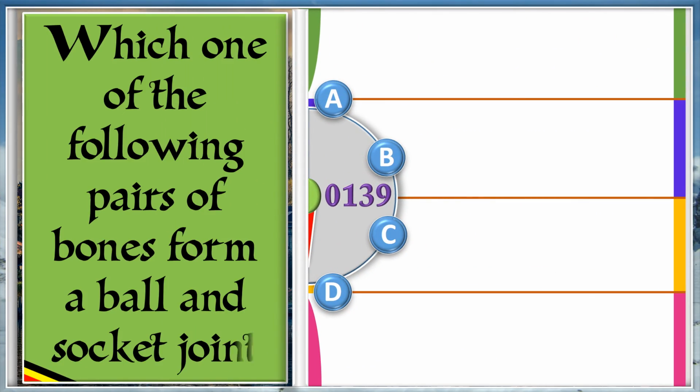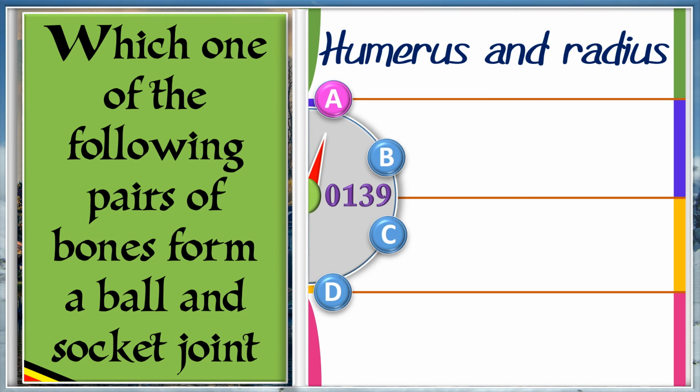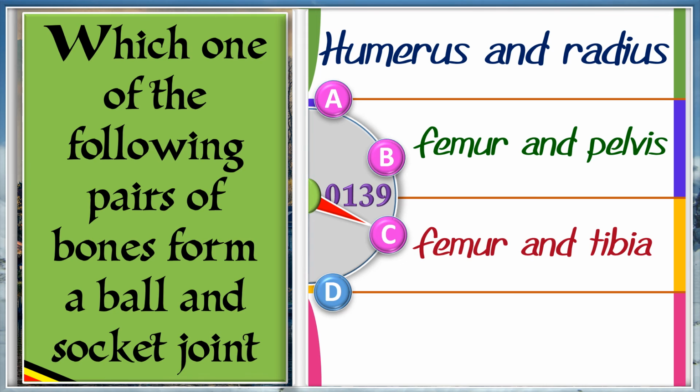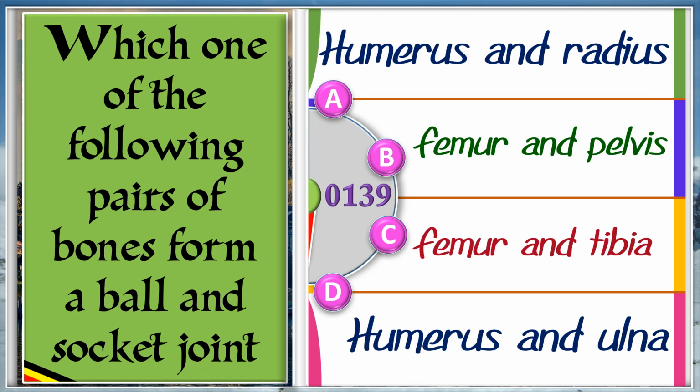Which one of the following pairs of bones form a ball and socket joint? A. Humerus and radius. B. Femur and pelvis. C. Femur and tibia. D. Humerus and ulna. And the answer is B. Femur and pelvis.